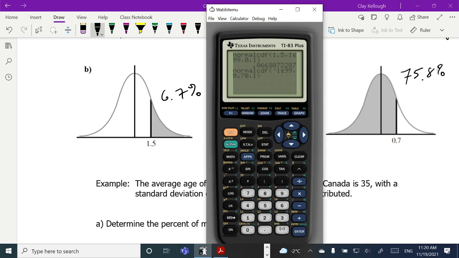Oh, and then I don't have enough space. I still have to type in 0 and 1. And then end my brackets. And this should be, what is this, 75.8%?